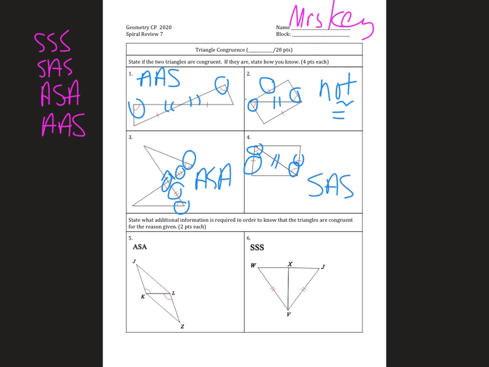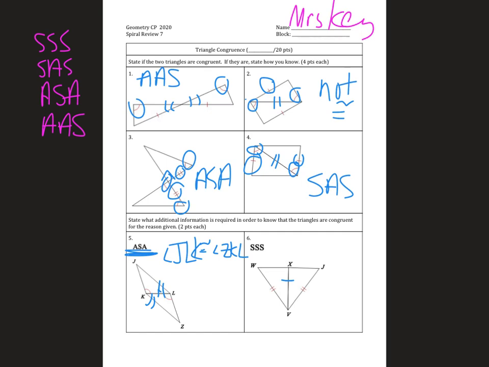State what additional information is required to know the triangles are congruent. So we want to know these triangles are congruent by angle, side, angle. I get a side by KL is congruent to KL. So I need this angle over here and over here. So that's going to be angle JLK is congruent to angle ZKL. If I get that additional angle from each one, then I can show the triangles are congruent by angle, side, angle.